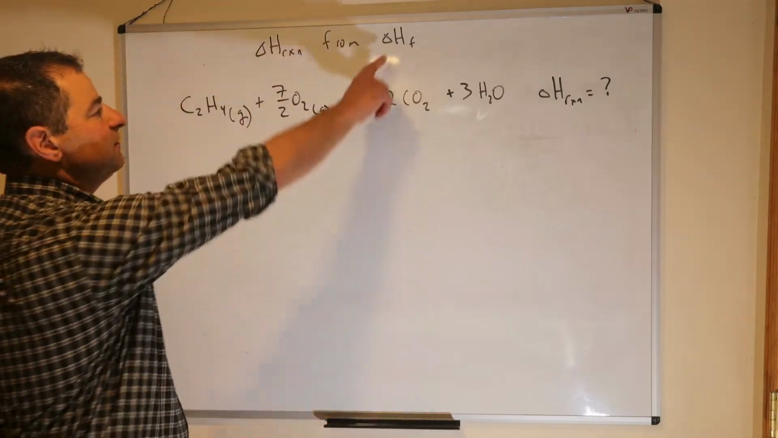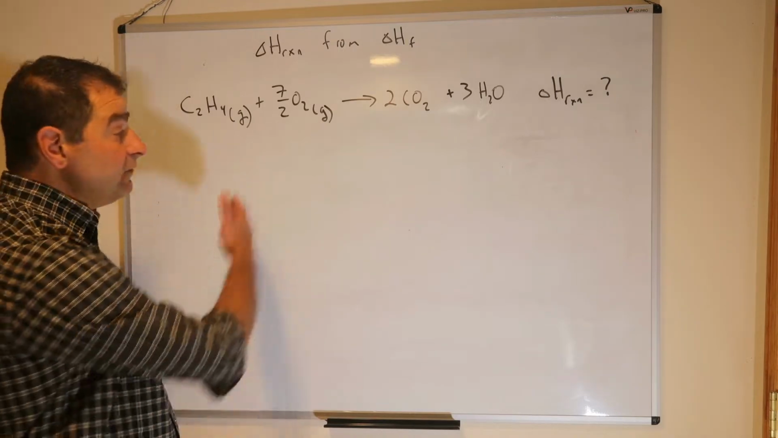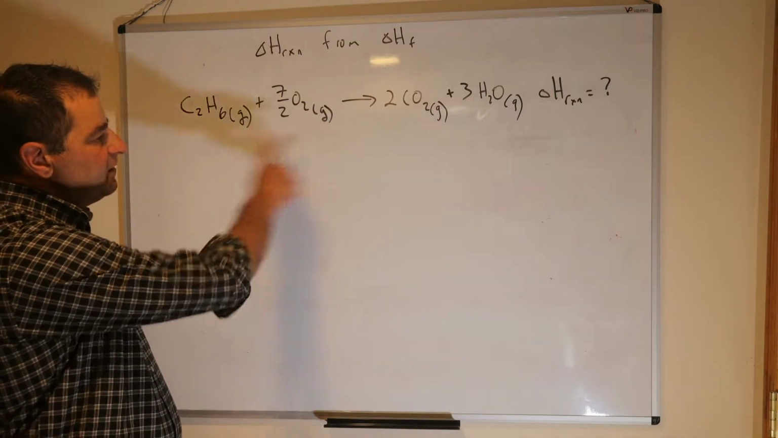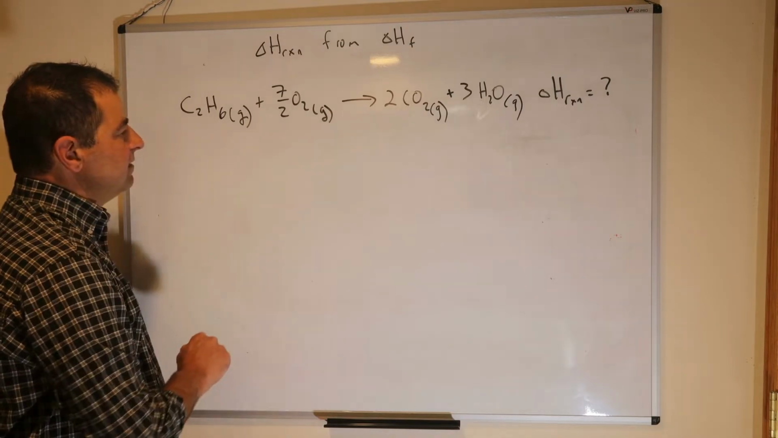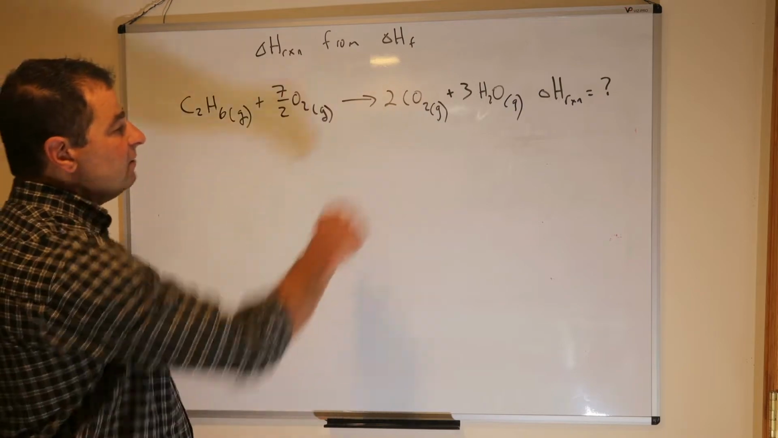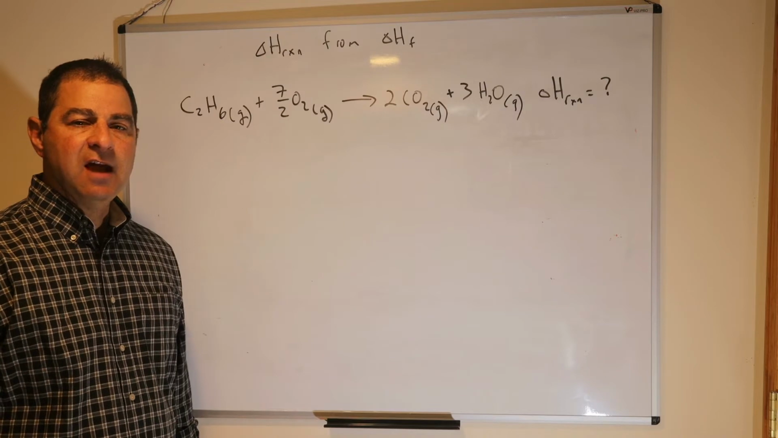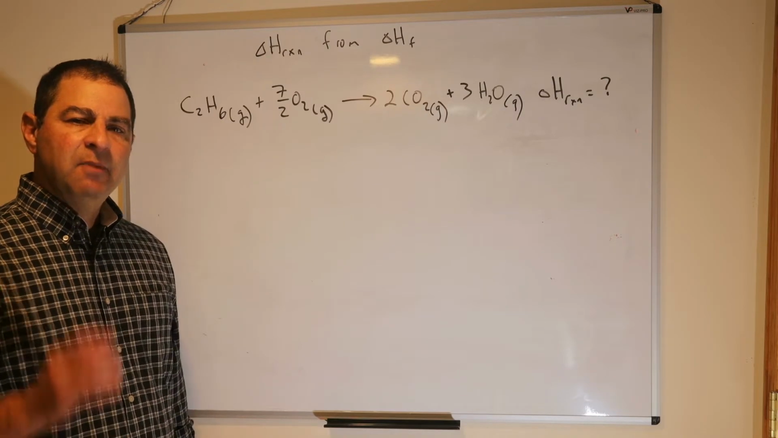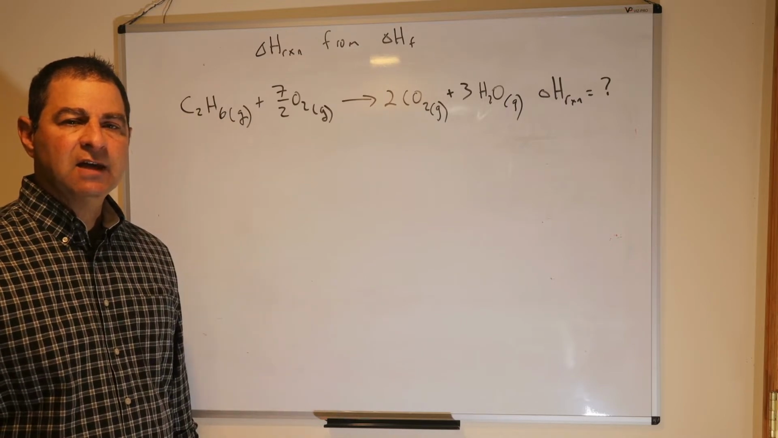We can use heats of formation to calculate the heat of reaction of a reaction. Not a formation reaction, this is a plain old reaction. So if I have this chemical reaction I'm trying to find the heat of reaction for, I'm looking for ethane burning or combusting, combining with oxygen, to produce carbon dioxide and water. And I'm looking for the heat of reaction of this. I can't really do this in a calorimeter, but I can find the heat of reaction by using the heats of formation of these chemicals.